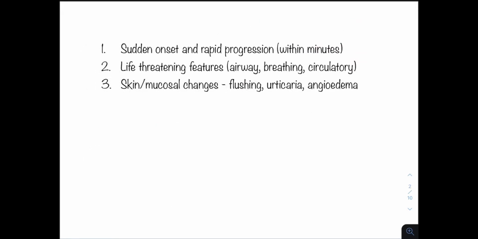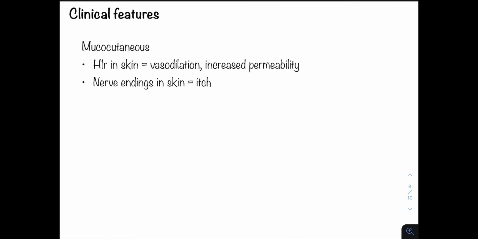So now we have discussed why we get the life-threatening features involving the airway, breathing, and circulation. Let us look at why we have the skin and mucosal changes. Now, histamine 1 receptors are also expressed on the skin, and this results in vasodilation and increased permeability of the blood vessels near the skin.